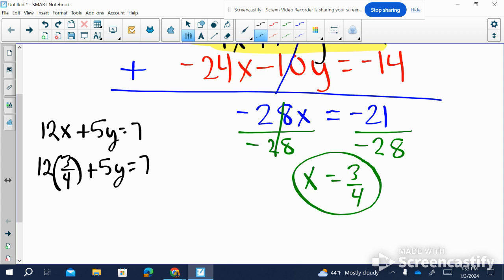So 12 times 3 is 36. 36 divided by 4 is 9. So 3/4 of 12 is 9. So 9 plus 5y equals 7.